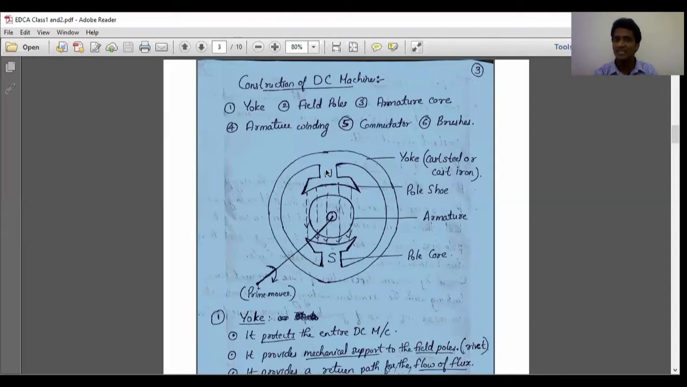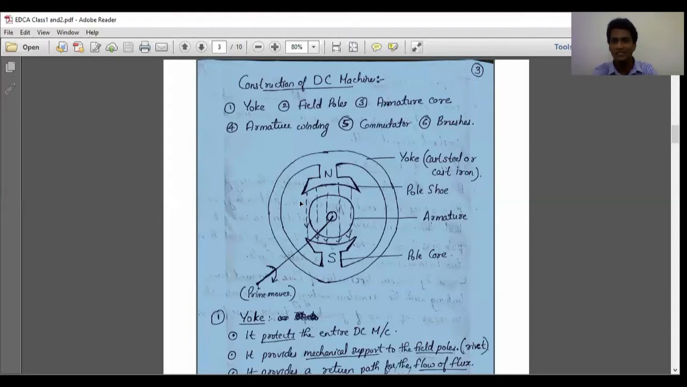Excitation means the field is excited in the DC machine. Excited means, in order to produce a magnetic field, if I give DC supply to a winding, that process is called excitation. And as I said before, in a DC generator and DC motor, field windings are excited by DC supply, given a supply of DC in order to produce a magnetic field.